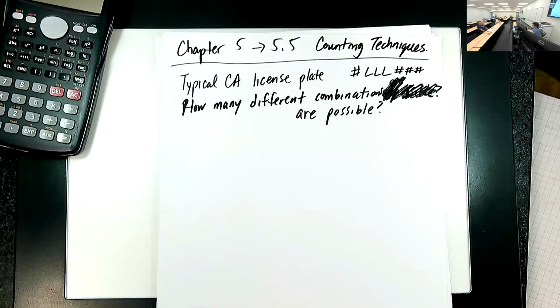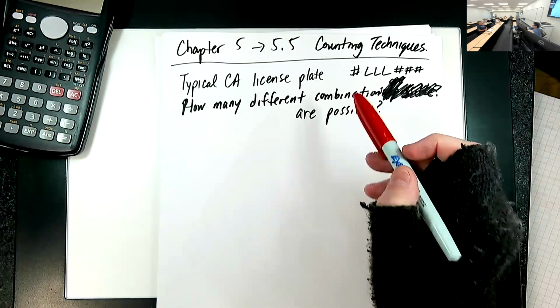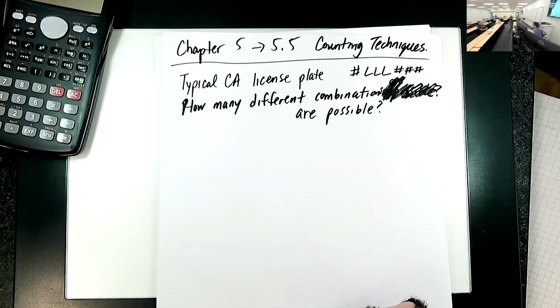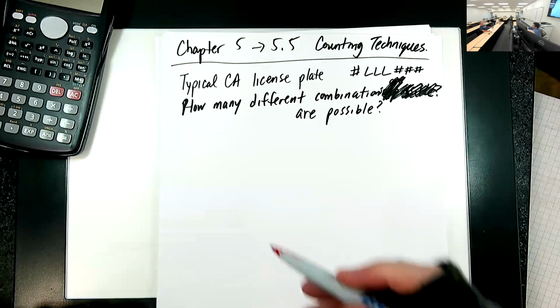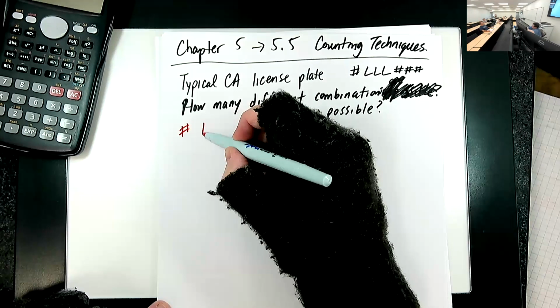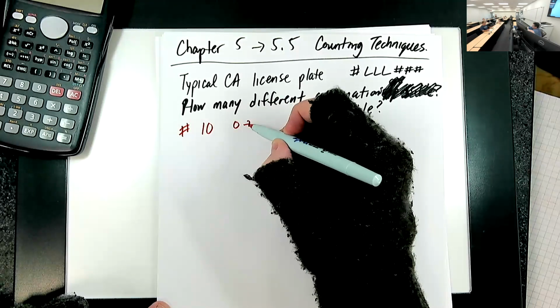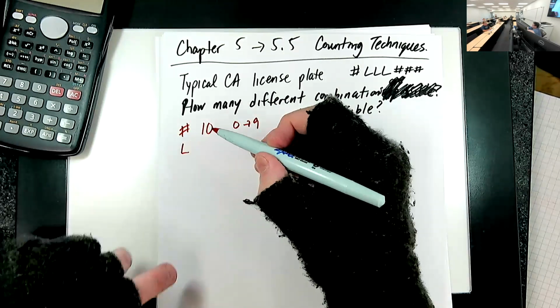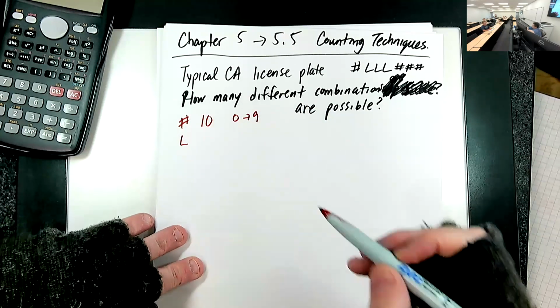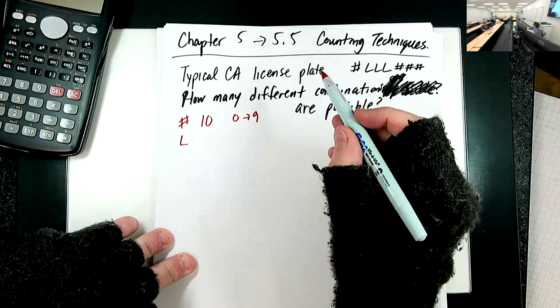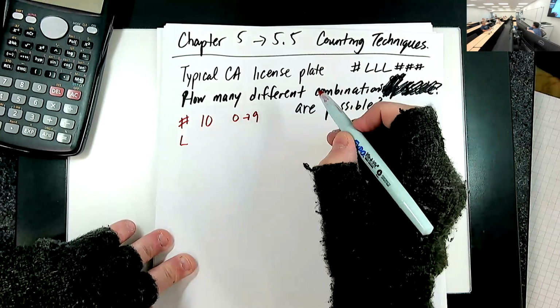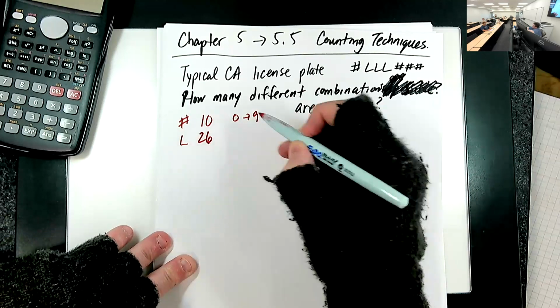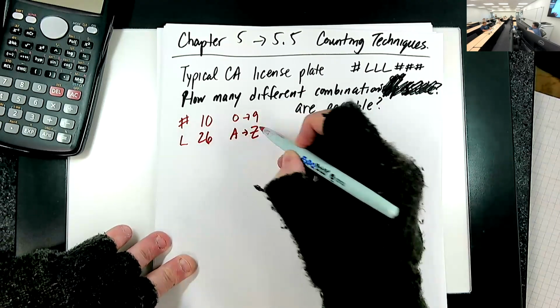So, how many different choices do we have for the first character? It can be any number. Nine plus 10, because there's 0. So numbers can be any of 10 different digits, 0 through 9. Let's address the letters. How many different letters are in the American alphabet? 26. A to Z.